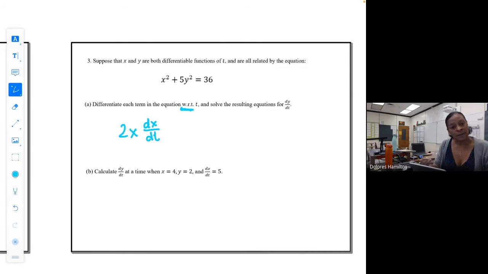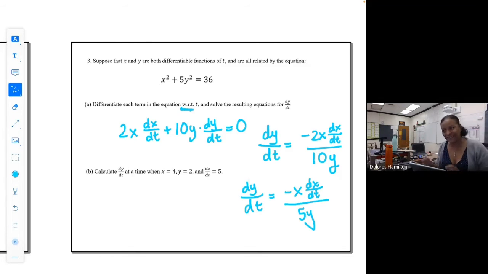So, same thing goes for 5y squared. What's the derivative of 5y squared? Well, that notation is 10y times dy/dt. Remember, the dy/dt, derivative of y with respect to t. dx/dt, derivative of x with respect to t. Equals 0. Perfect. So we're asked in this problem to isolate dy/dt. So we're moving everything over and dividing. And that would clean up to give us that.